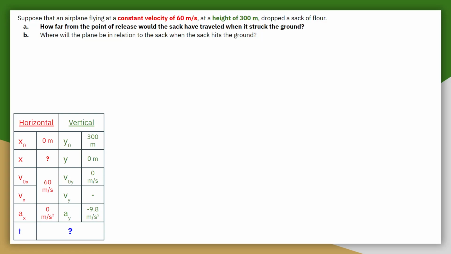In order to figure out how far from the point of release the sack would have traveled when it struck the ground, we need to first figure out the amount of time the sack of flour was in the air for, and then figure out how far horizontally it would have gone.